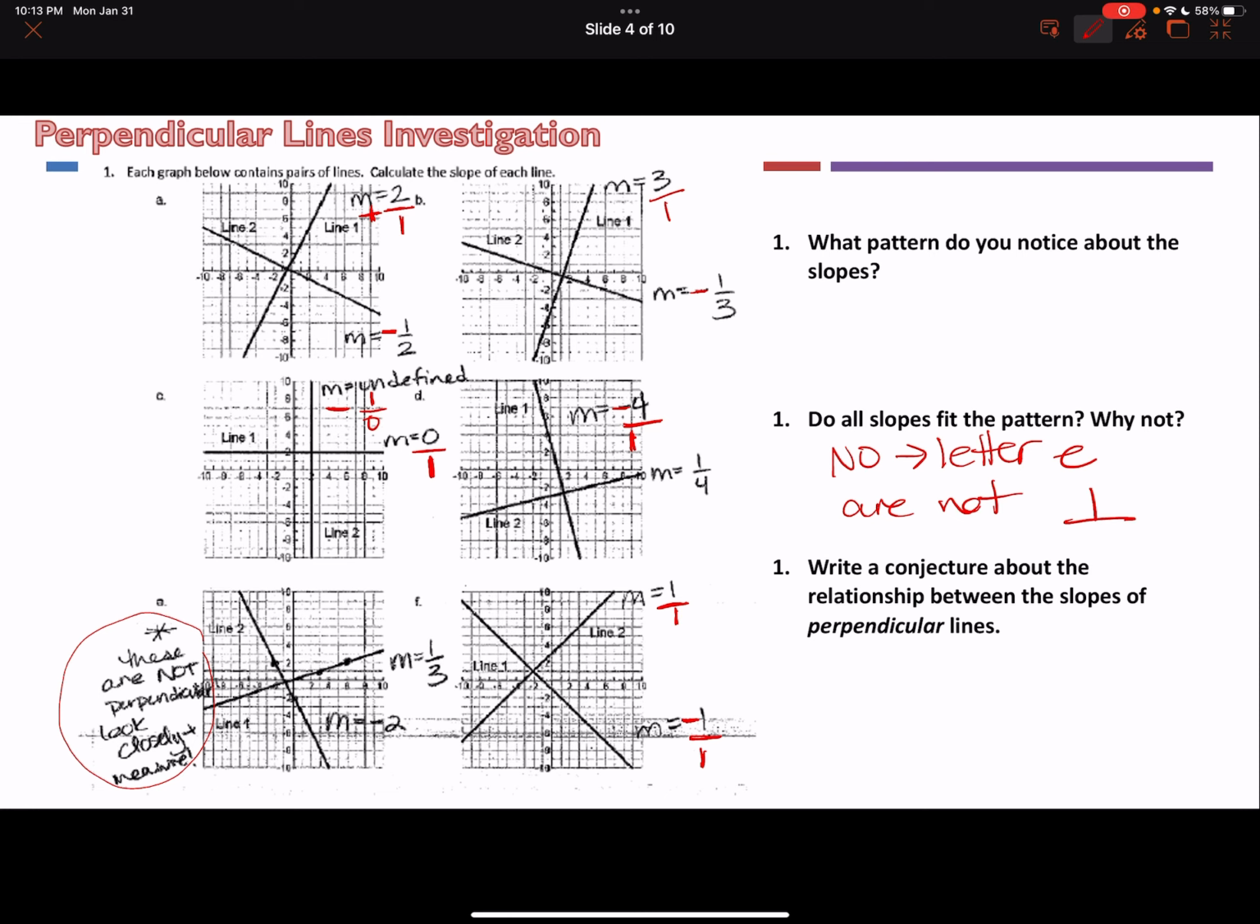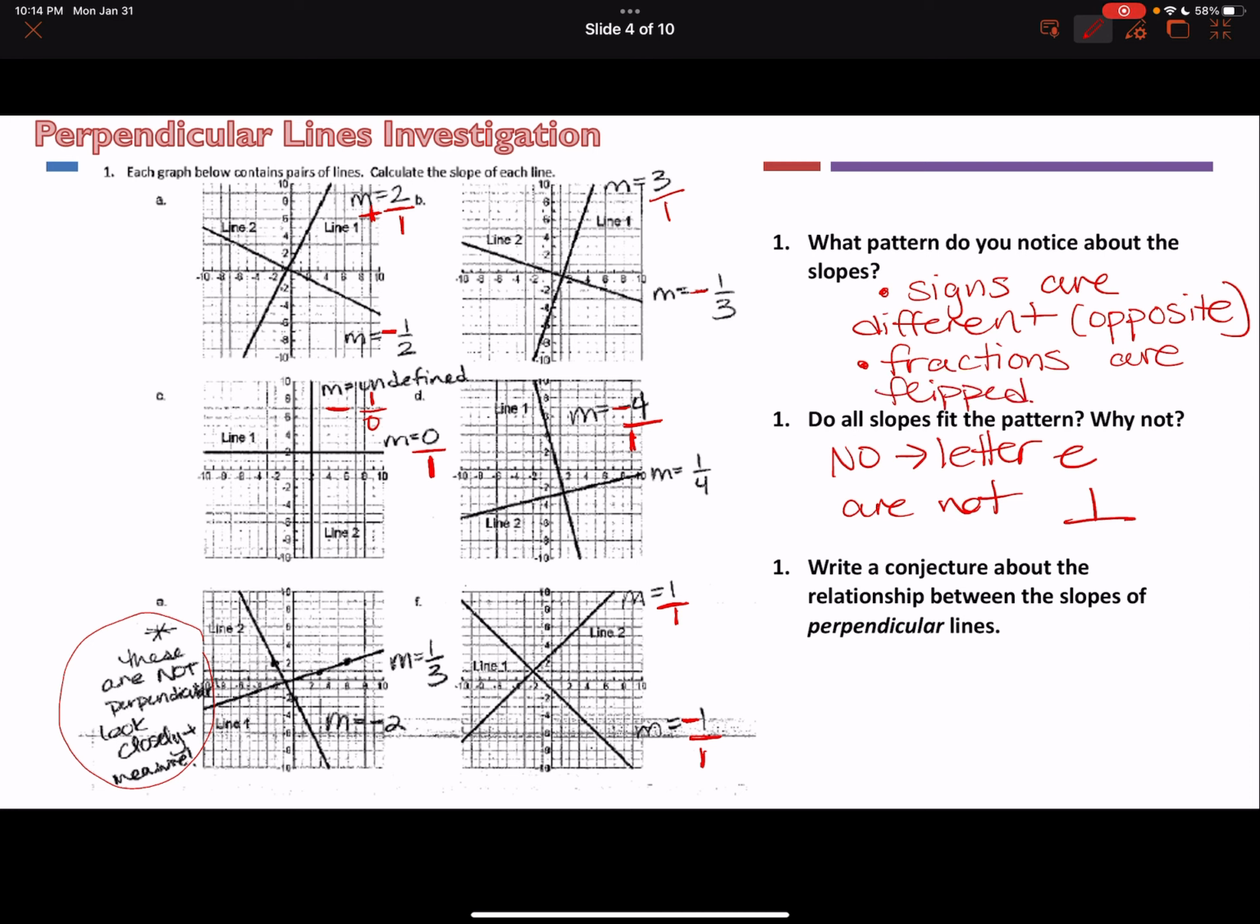So the pattern is that the signs are different, or in other words, opposite. So like one's positive and one's negative. But also the fractions are flipped. Like the numerator went to the denominator, denominator to the numerator.